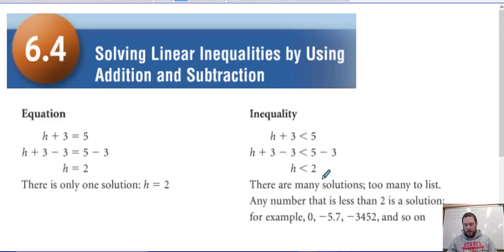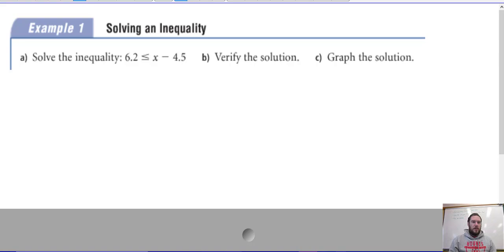So with these equations and inequalities, we go through the same process when it comes to solving these things. But there is one slight difference. That's why I've broken this piece up into two videos. I have one that has to do with addition and subtraction, and then one that has to do with multiplication and division. All right, so here we go. Let's try one of these.